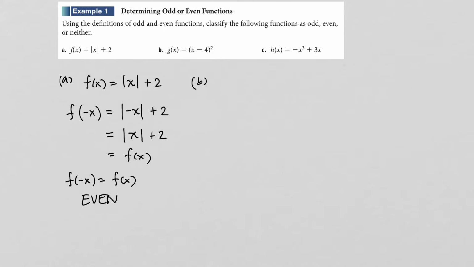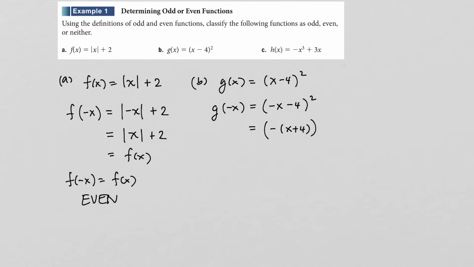In the next example, we have g of x is equal to x minus 4 to the second power. So we need to see what happens when we plug in g of negative x. Well, g of negative x is negative x minus 4 to the second power. What can we do with this? Well, you can actually factor a negative out of that, which will give us negative quantity x plus 4, and then that whole thing squared. Remember, a negative is like negative 1. So what I have here is negative 1 to the second power times x plus 4 to the second power. But negative 1 to the second power is positive 1. And so what I end up with here is x plus 4 to the second power.